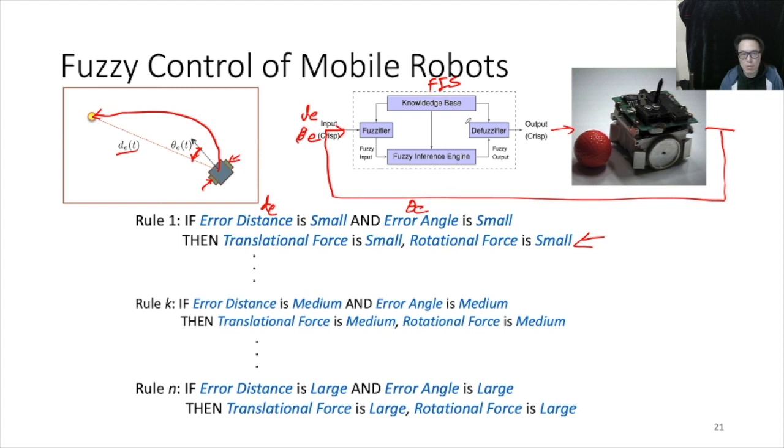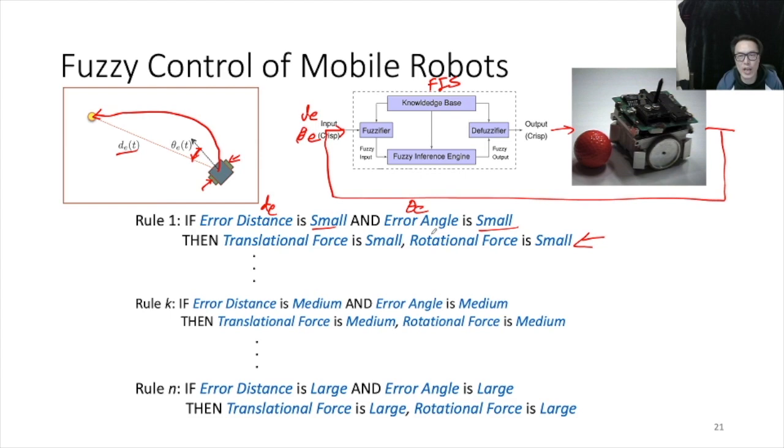Note that although I use small for distance and for angle, they refer to different things in different contexts. It is like when I say the bottle is small, that is different from the room is small. The scale is different. So we have to define small in the distance context, and small for angle, with different membership functions.